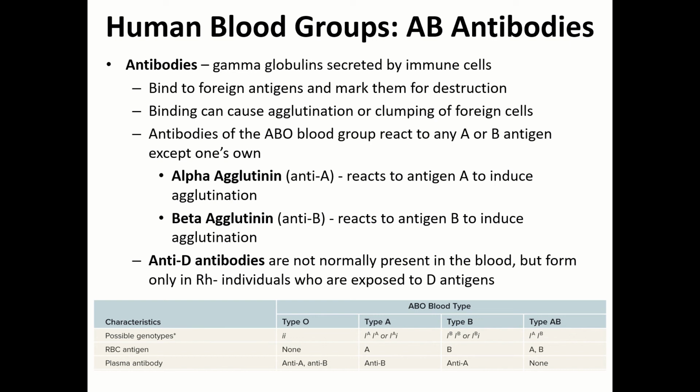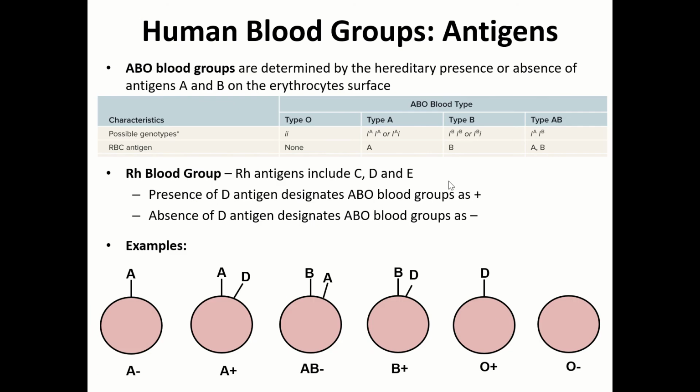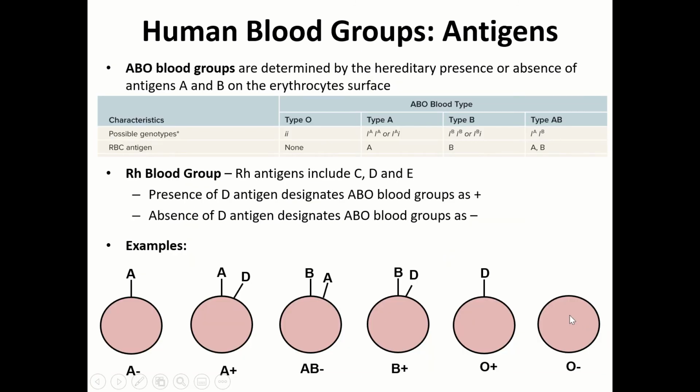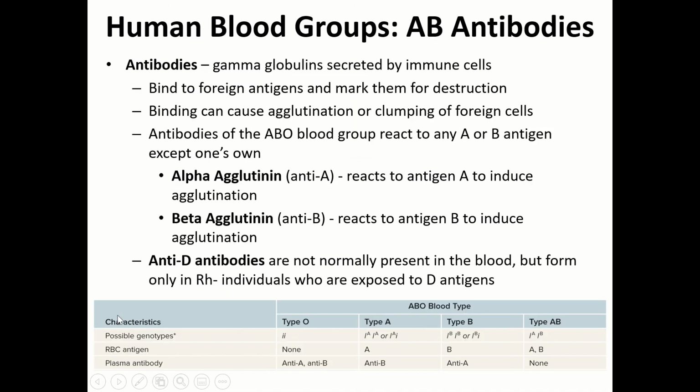The last thing you see here is anti-D antibodies. So remember, the D antigen right here is what is going to dictate positive or negative blood types. And so you do have antibodies for them, but these are not normally present in the blood. They only form when an individual who is Rh negative, such as this O negative, or this AB negative, or this A negative person, is exposed to a D antigen. For example, maybe they receive a blood transfusion with positive blood type.